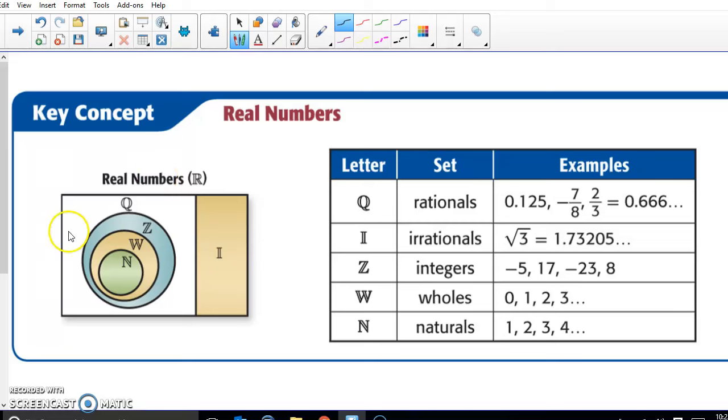And this diagram shows all real numbers, and we have our irrational numbers, our rational numbers, and then integers, whole numbers, and natural numbers, and how they're subsets of one another.